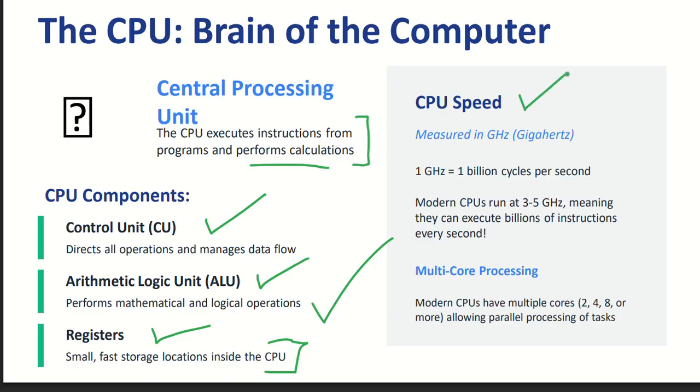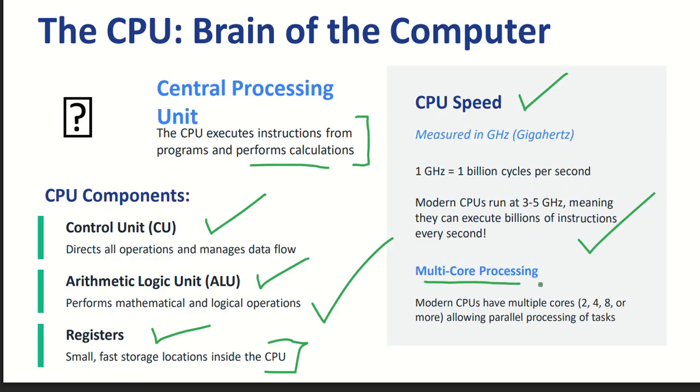CPU has its own speed. With the advancement in technology, the speed of CPU has increased a lot. It is measured in gigahertz. 1 gigahertz equals 1 billion cycles per second. Modern computers can run at 3 to 5 gigahertz.